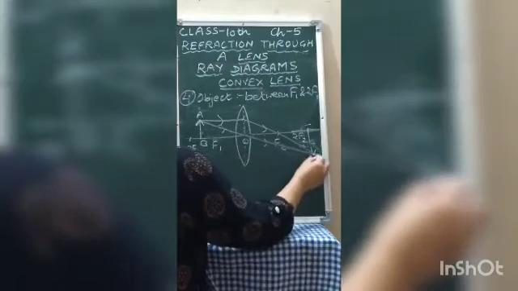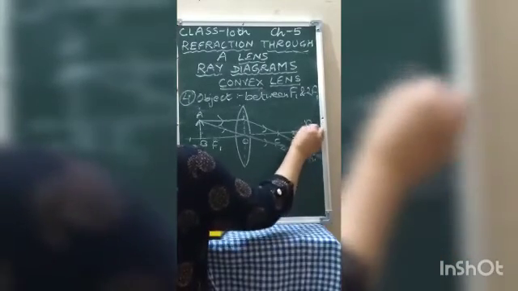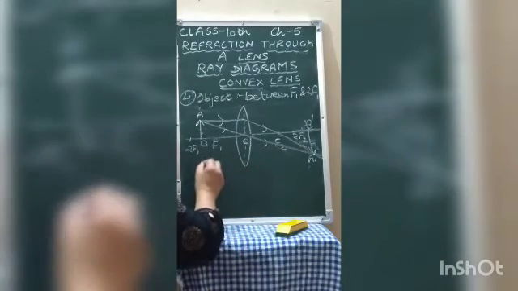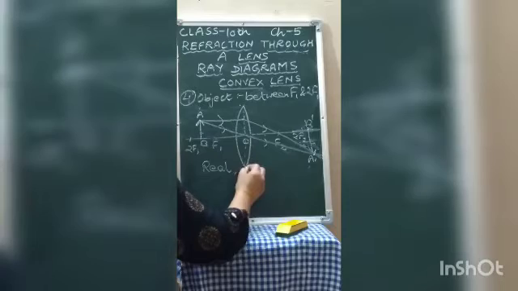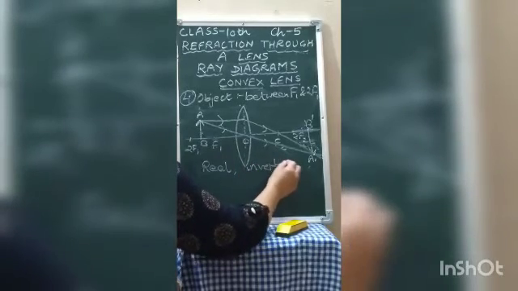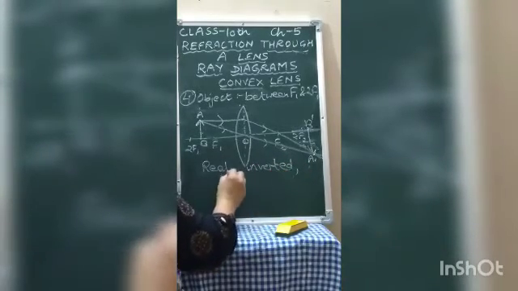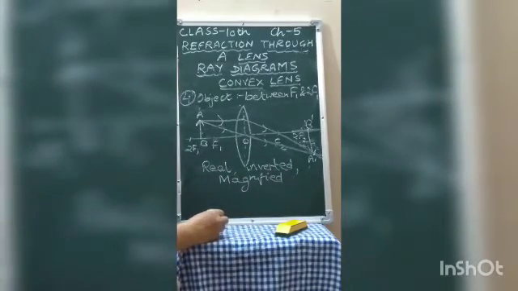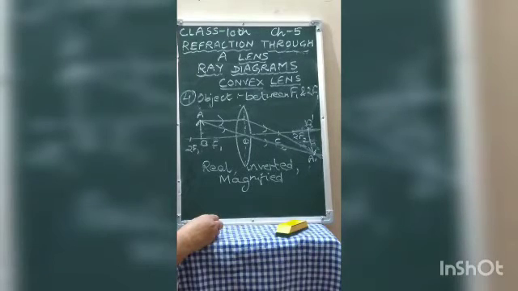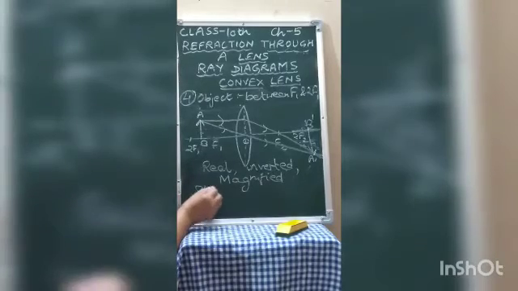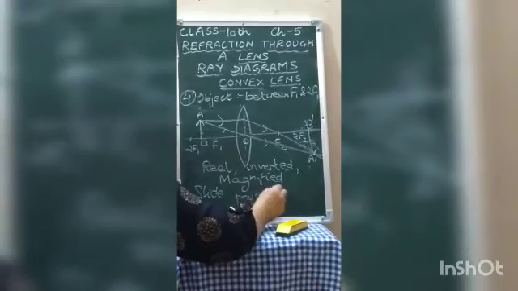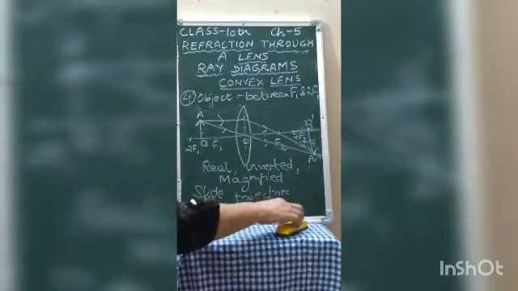So here the image is formed. A dash B dash. Now you can see the image has grown bigger, but still it is real inverted always, and now the image has become magnified with respect to the object, magnified bigger than the object. This type is used in slide projectors when you have to give a magnified image of the object.